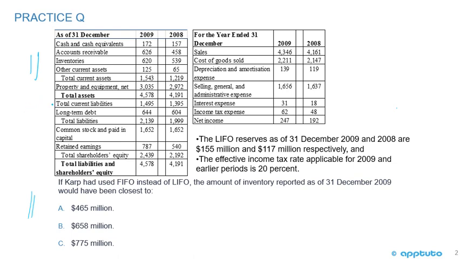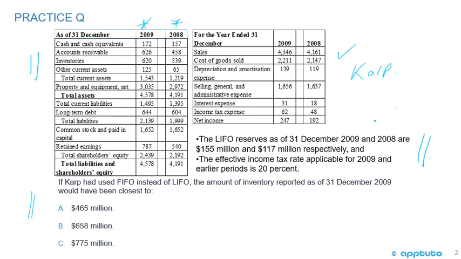the left-hand side we've got a balance sheet. On the right-hand side we've got an income statement. It's for a company called Carp, and it's for 2008 and 2009. In this case, they're putting 2009 on the left-hand side, 2008 on the right-hand side. And then they give us some notes to the financial statement, which are very important.